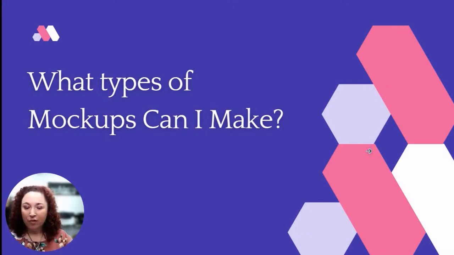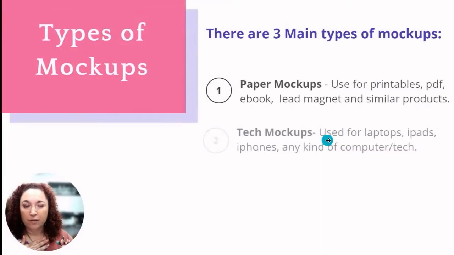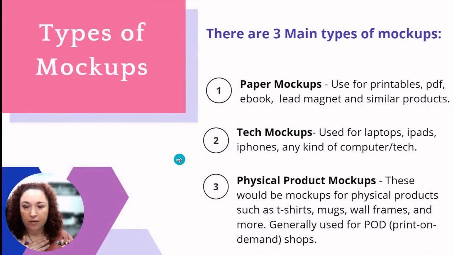Now, what types of mock-ups can I make? Depending on the type of product you're selling, there are three main types of mock-ups that you'll most likely run into. The first one is going to be paper mock-ups. So that's anything that's printable. It could be a PDF, ebook, lead magnet, journal pages, any kind of similar products like that. The next would be tech mock-ups, which is used for laptops, iPads, iPhones, any kind of computer tech that you want to have a display for.